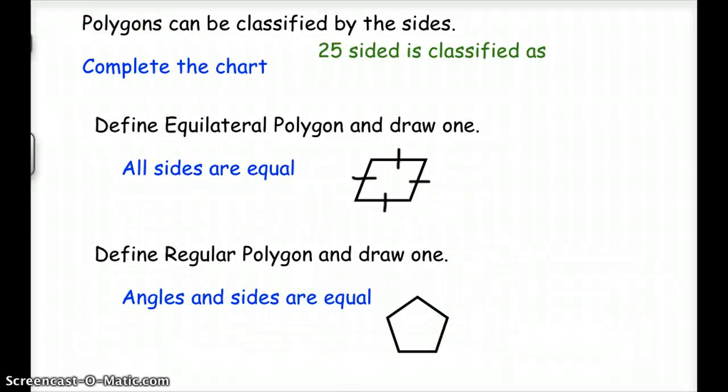You were supposed to classify polygons by size, and you had a chart in your notes. I did not put the chart on here, but you need to know that a 9-sided figure is a nonagon, an 8-sided figure is an octagon, and anything that doesn't have a special name, like a 25-sided figure, is classified as a 25-gon.